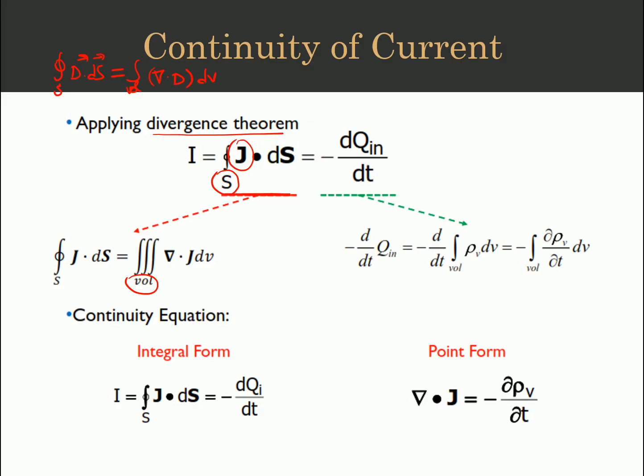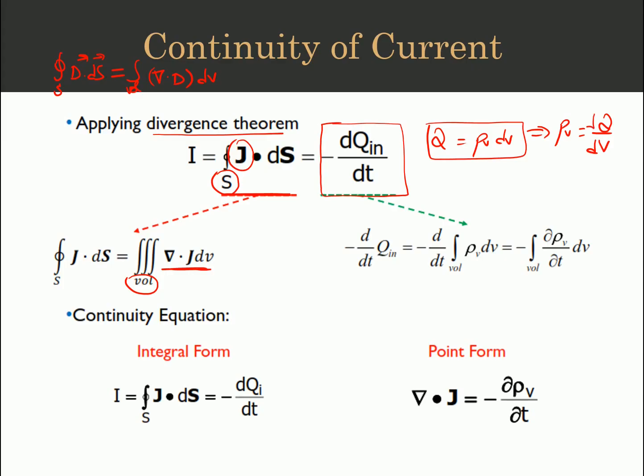So this surface integral of the current density is represented by the divergence of the current density in the volumetric domain. And on the right hand side, the decaying charges per unit time are again represented in terms of volume, because we know that charge is basically volume charge density into dV. If you don't remember this, volume charge density is the number of charges per unit specific volume, which is dQ by dV.